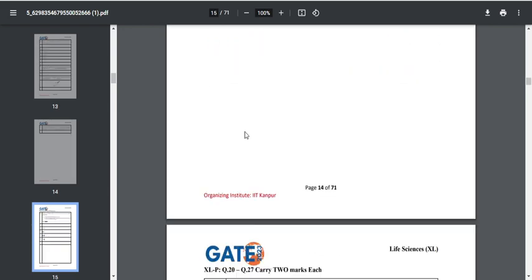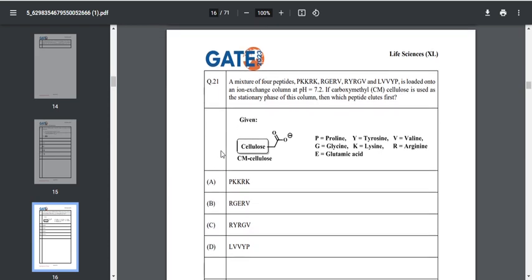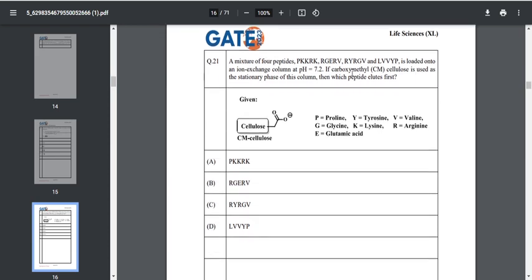Next is with regard to the last two questions. So first, a mixture of 4 peptides is given, and they are also given amino acids. P for proline, Y for tyrosine, V for valine, G for glycine, L for lysine, K for lysine, R for arginine, and E for glutamic acid are loaded onto an ion exchange column at a pH of 7.2. If carboxymethyl cellulose is used as the stationary phase for this particular column, then which peptide elutes first?